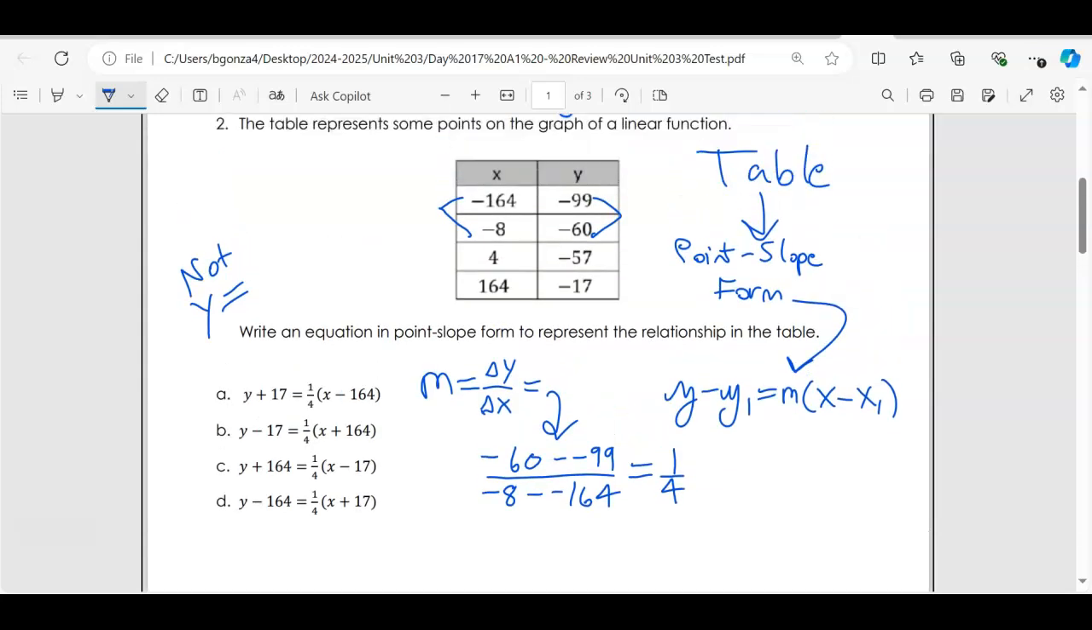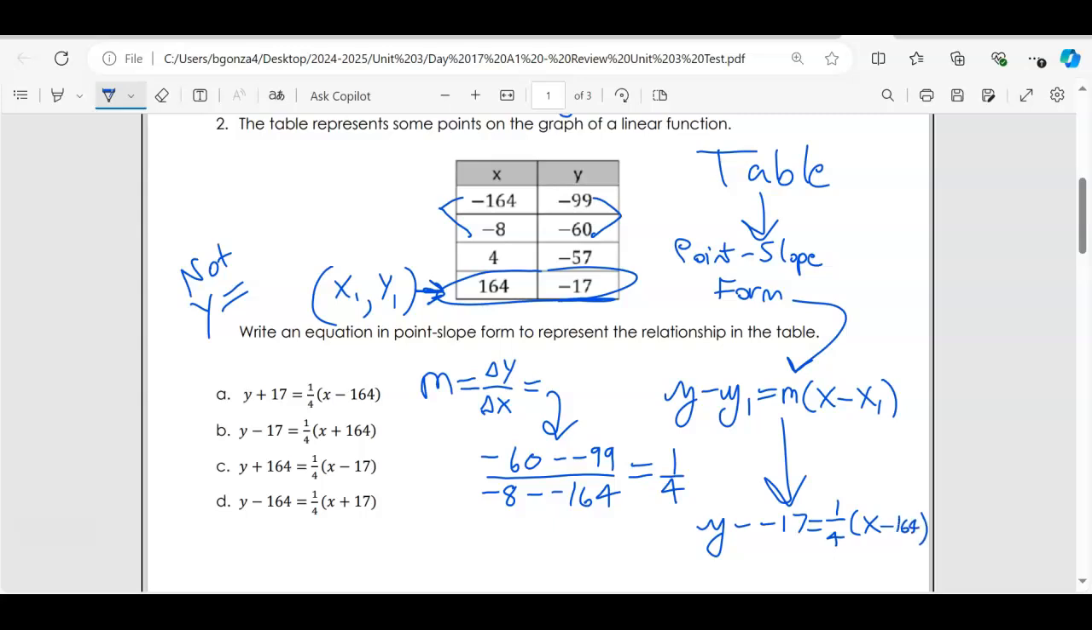Now I need a point. So if I'm looking at my answer choices, 17 and 164, looks like they're using this point. So my x1, comma, y1 is going to be this point right here. So if I use this formula, I'm going to do y minus, what's the y value here? Negative 17 equals m, which we found out was 1/4, parentheses x minus, x1 is 164.